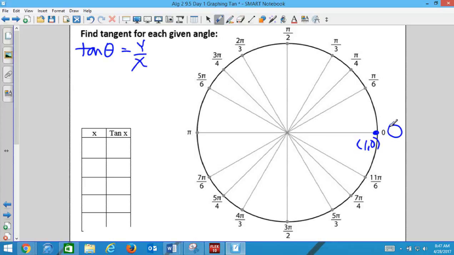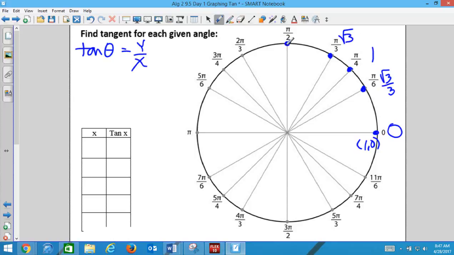Pi over 6. Actually, I made a mistake. Pi over 6 is what kind of degrees angle? That's a 30. So what's the tangent at 30? Radical 3 over 3. Pi over 4 is what angle? What's the tangent? 1. Pi over 3 is what angle? 60. And the tangent of 60 is square root of 3.